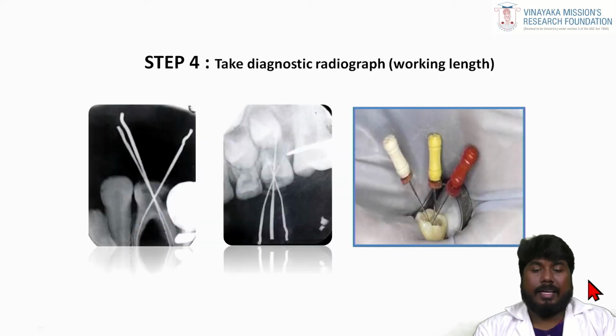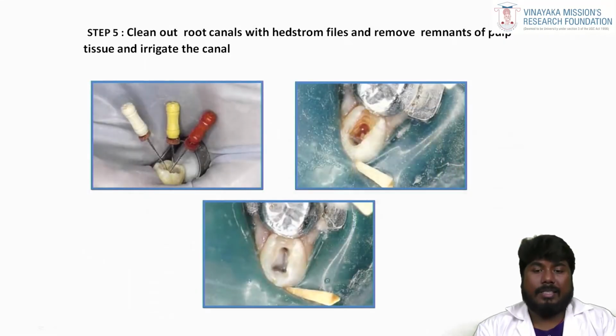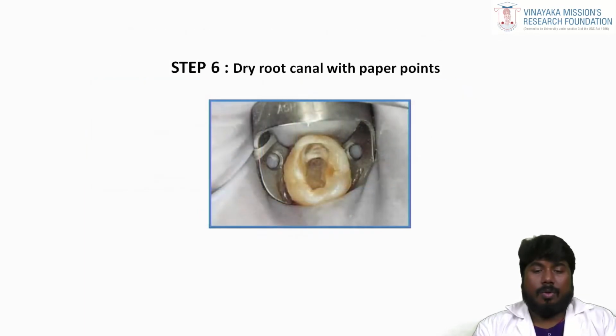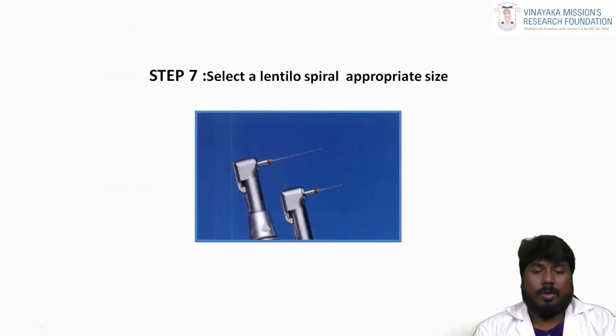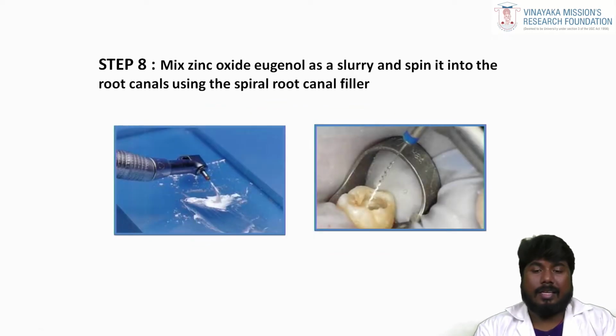Step 4, take a diagnostic radiograph for working length. Clean out the root canals with H files, remove remnants of the pulp tissue and irrigate the canal. Step 6, dry the root canal with paper points. Select a lentulo spiral of appropriate size. Mix zinc oxide eugenol as a slurry and spin it into the root canal using a spiral root canal filler.